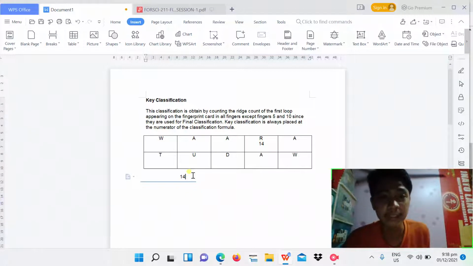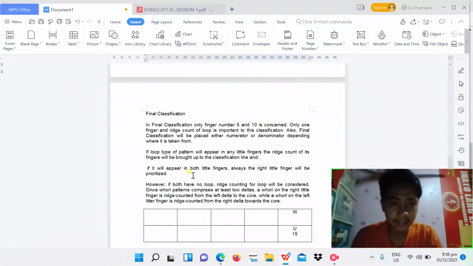So K classification is easily obtained by counting the ridge count of the first loop appearing in all fingers except finger number 5 and finger number 10.